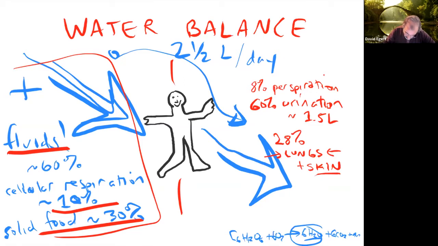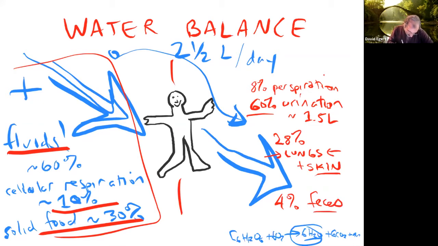And then a little bit more urination. Obviously, your feces has to have some pliability or else it's a rock and it's not going to actually come out. So maybe 4% feces.